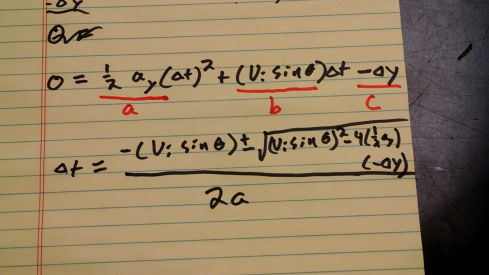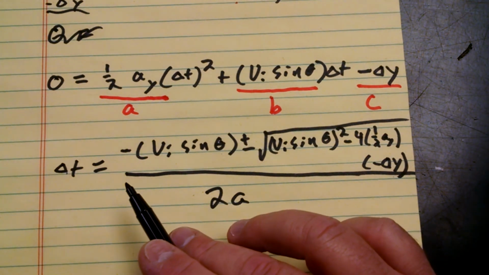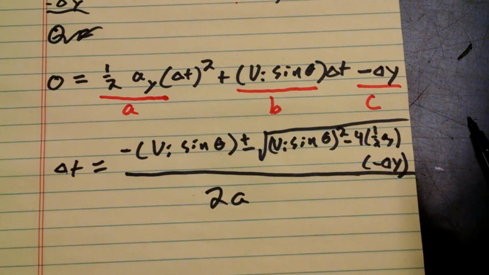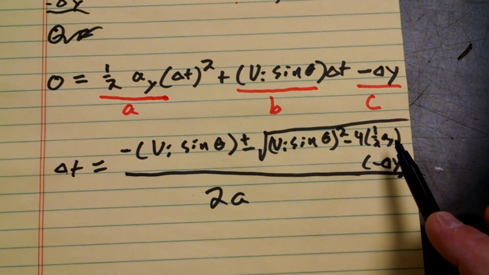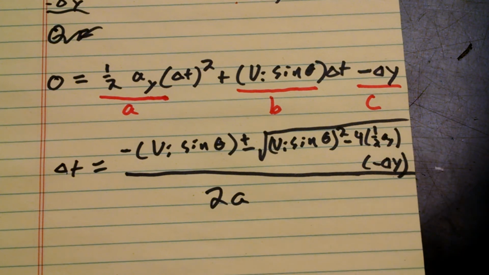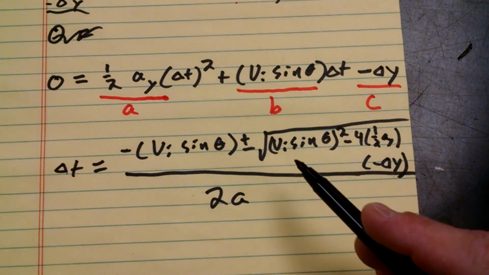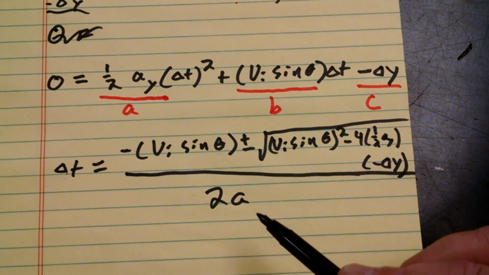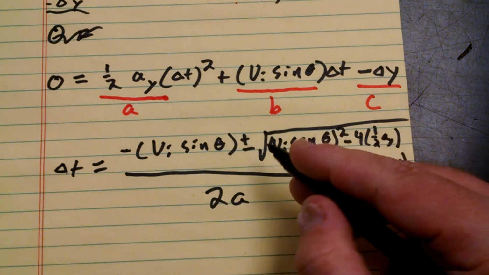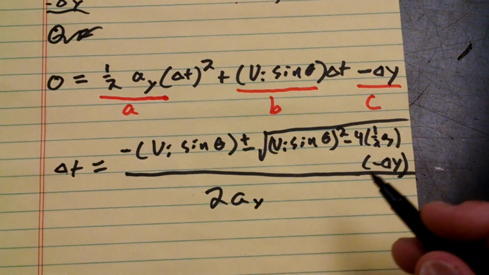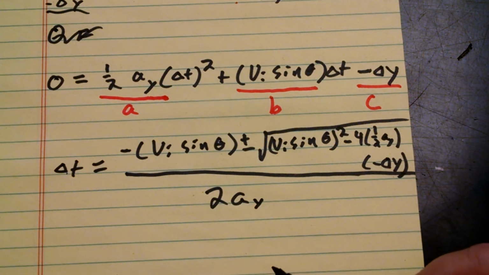Okay, so now that we got the quadratic formula, all you need to do is plug your values in. You have your initial velocity, you have your theta, you have a sub y, which of course is gravity on whatever planet you're on. You have your delta y, your change in vertical height. Again, sorry, that should be a sub y. So basically, you have all your information, and you just need to plug it in, see what you get.